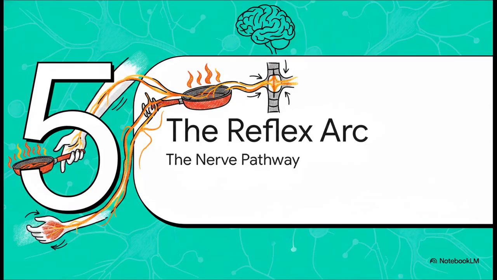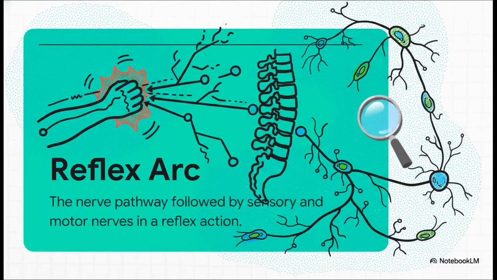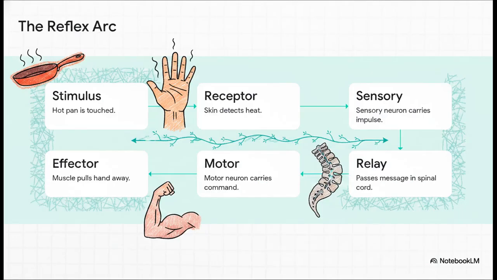And finally, Part 5, the reflex arc explained. For our last core topic, we're going to break down the exact path that hot pan signal actually takes. Now, you really need to know the difference between a reflex action and a reflex arc. The action is just the physical movement, right? Like pulling your hand away. But the reflex arc? That's the actual biological, anatomical nerve pathway that those electrical impulses travel along to make the whole thing happen.